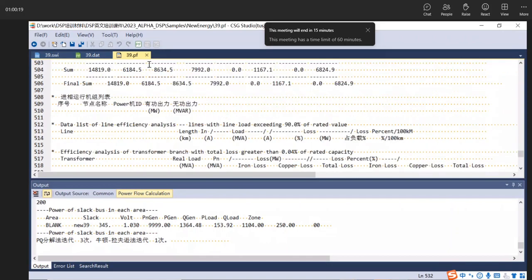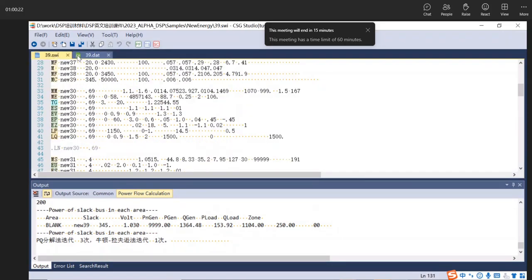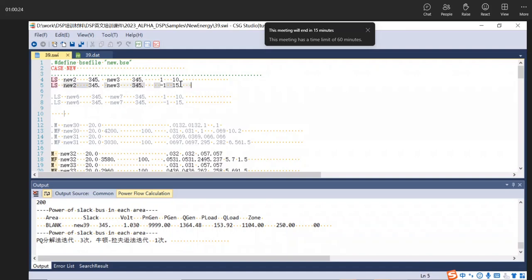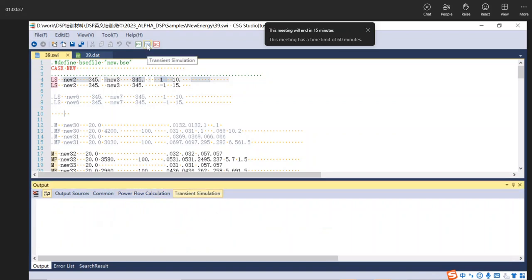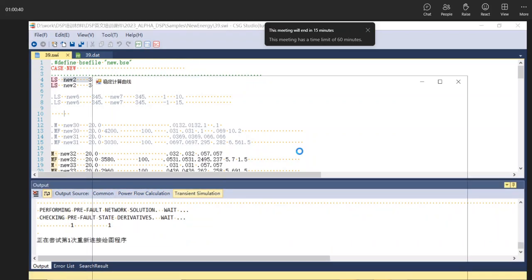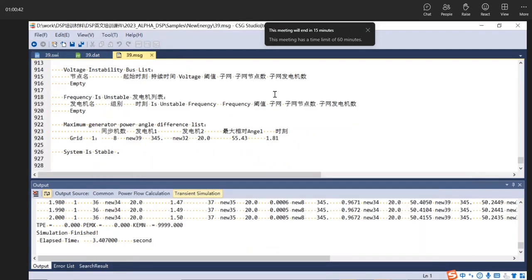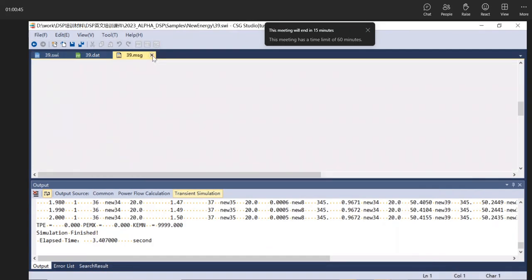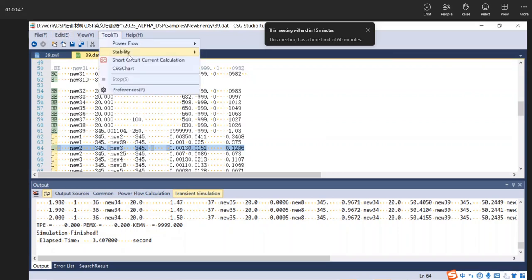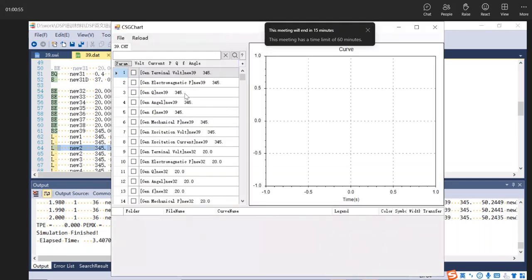Okay, then I will do the simulation. This simulation is on the line new 2 to new 3. I set a three-phase short circuit fault. Because the system is too small, the simulation is very fast. We use the CSG chart tool to see the final curve.